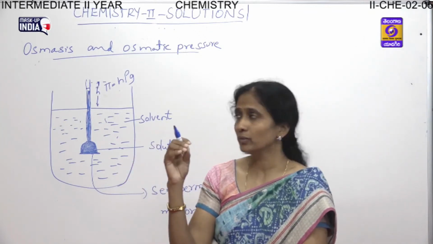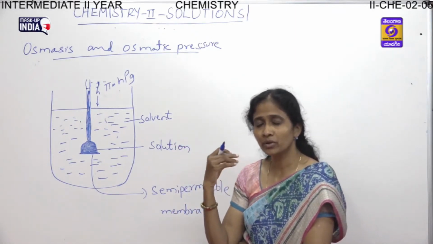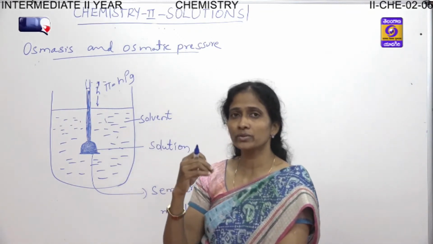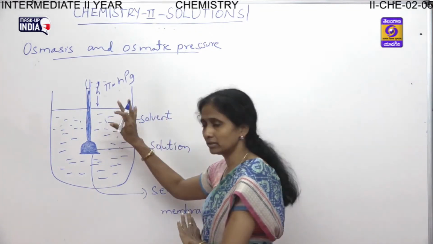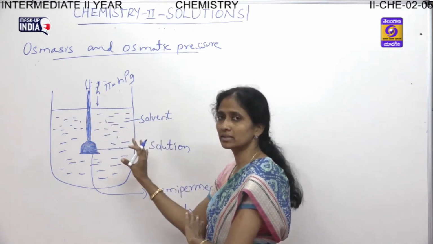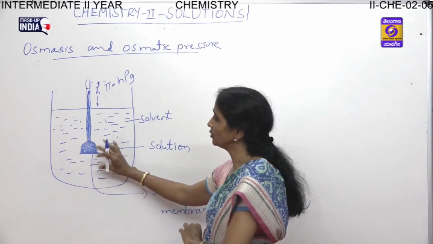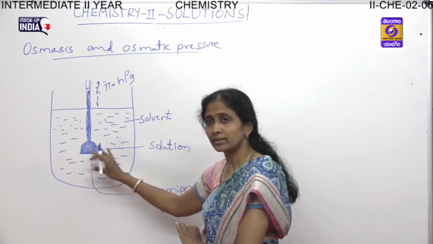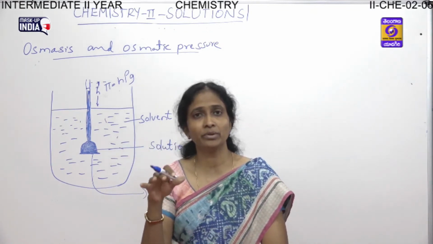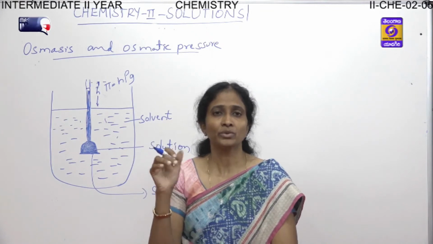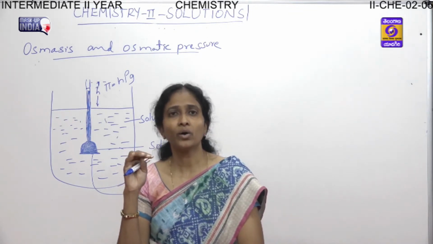This is osmosis. What is osmotic pressure? Osmotic pressure is to stop the process of osmosis. That means the solution will remain as solution and the solvent remains as it is; there is no moving of molecules through the semi-permeable membrane. To stop the osmosis process, some pressure is applied. That pressure is called osmotic pressure, the pressure applied to prevent the osmosis process.